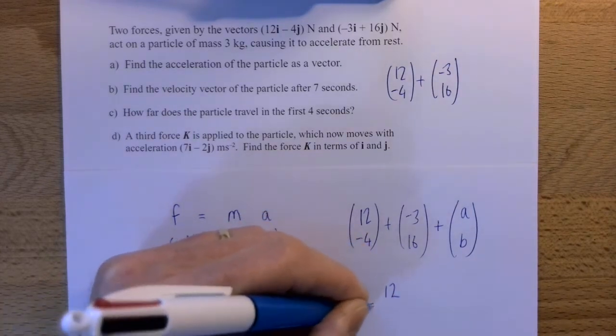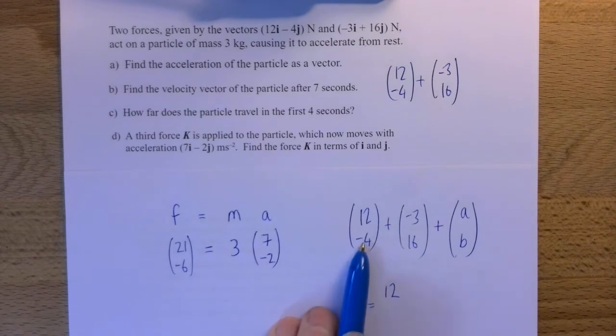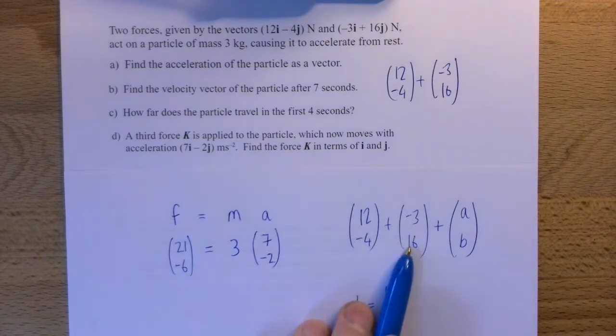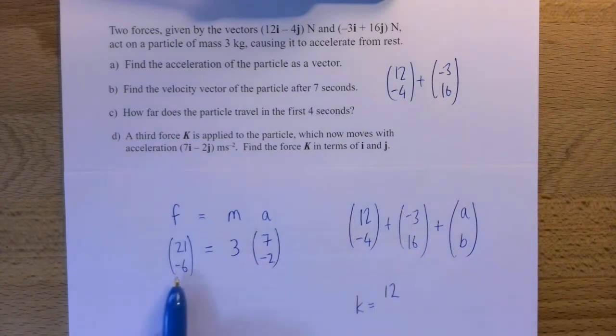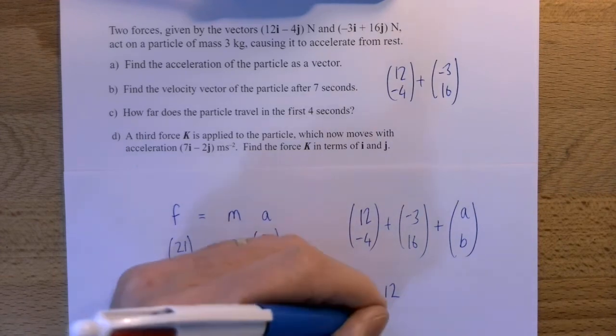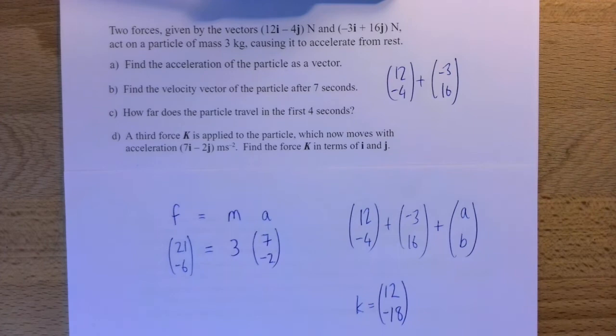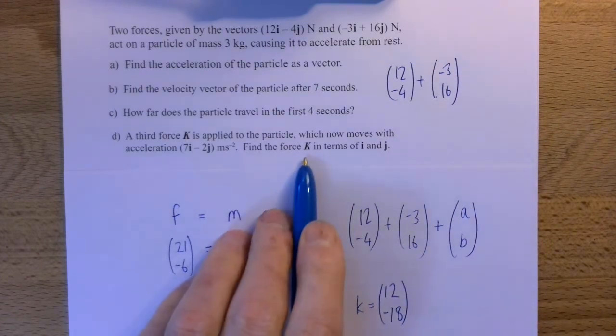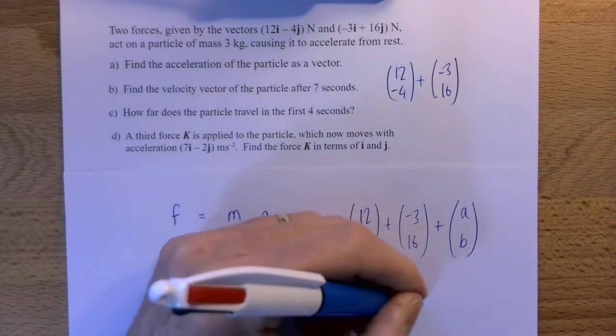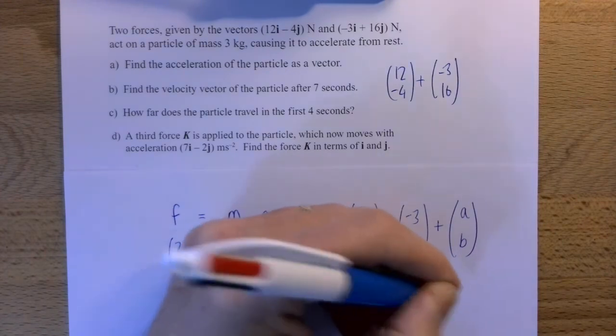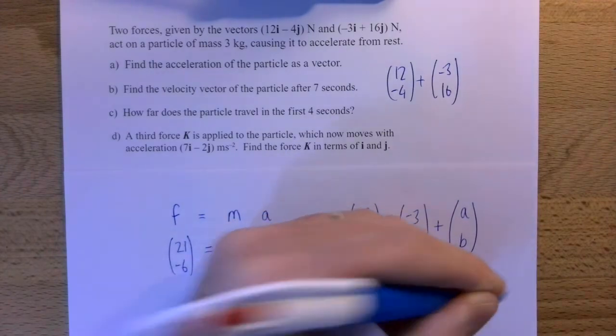So this is the force K we're working out. And minus 4 plus 16 is 12. I need it to be minus 6, so that's minus 18. And I note that they ask for it in terms of I and J, so okay, I'll do what I'm told. There we go.